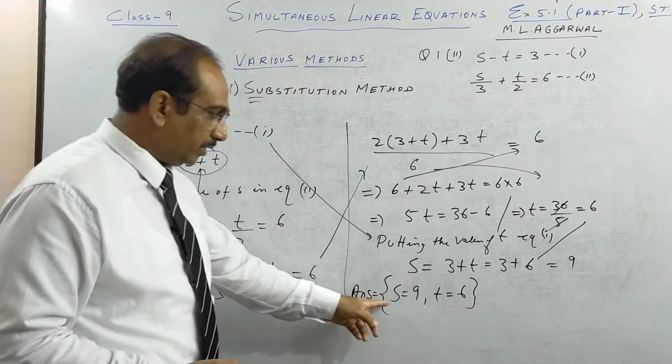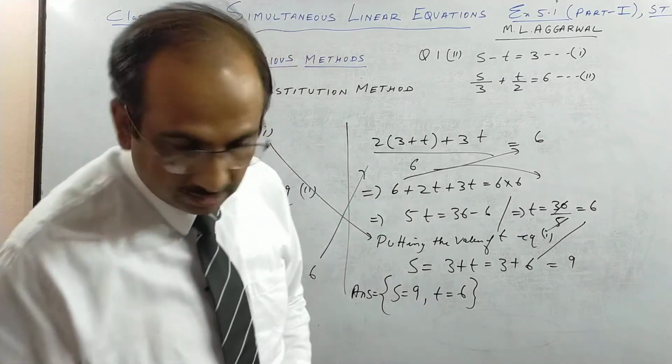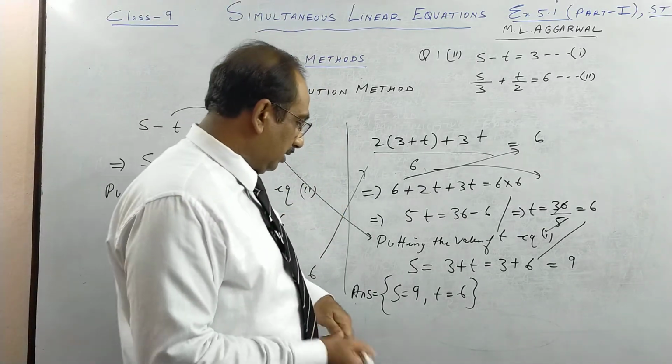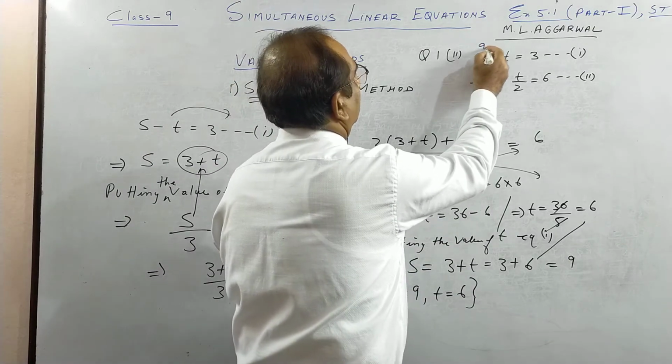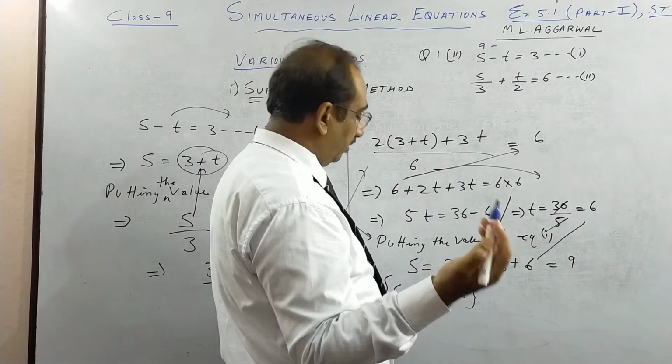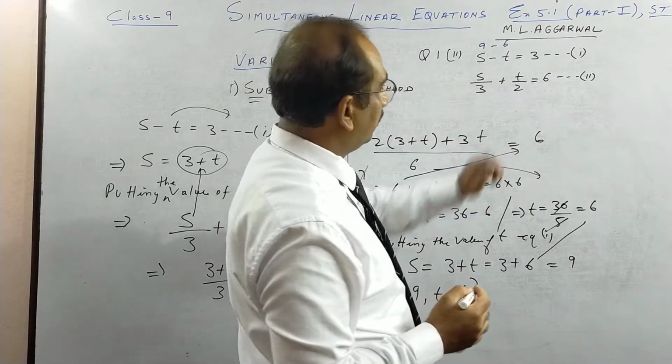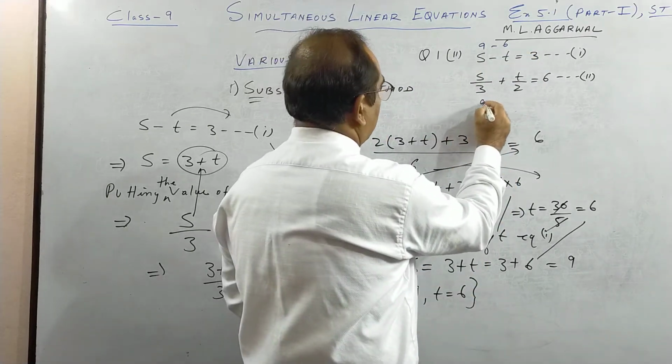Now you can check the equation. I'll use a blue colored marker. s is 9, t is 6. So I'm verifying. This is called verification. If you put 9 minus 6, you will get 3. Put s as 9.